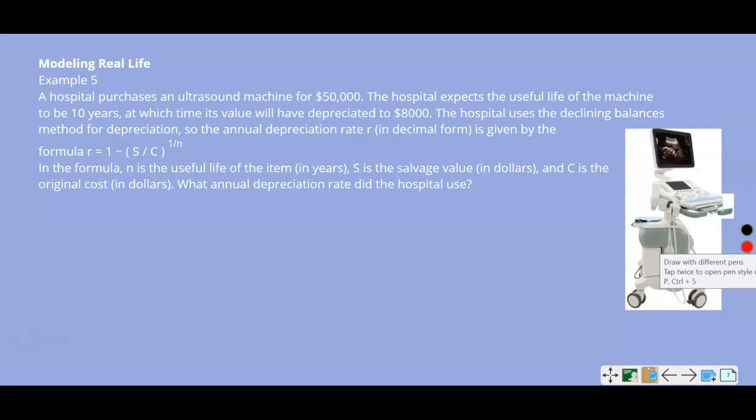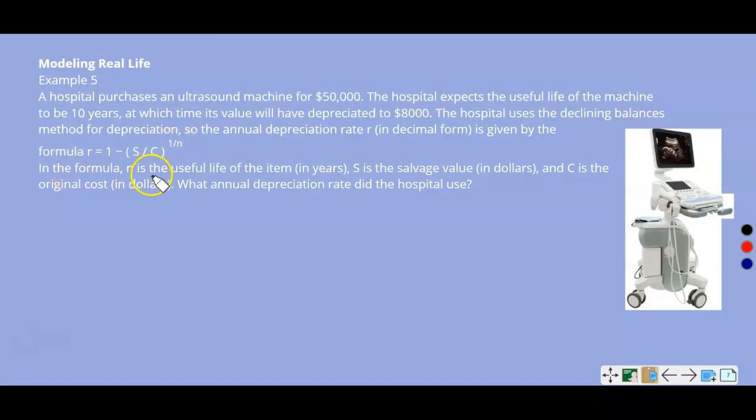Example 5, modeling real life. A hospital purchases an ultrasound machine for $50,000. The hospital expects the useful life of the machine to be 10 years, at which time its value will have depreciated to $8,000. The hospital uses the declining balances method for depreciation. So the annual depreciation rate R in decimal form is given by the formula R equals 1 minus S divided by C raised to the 1 over n power.